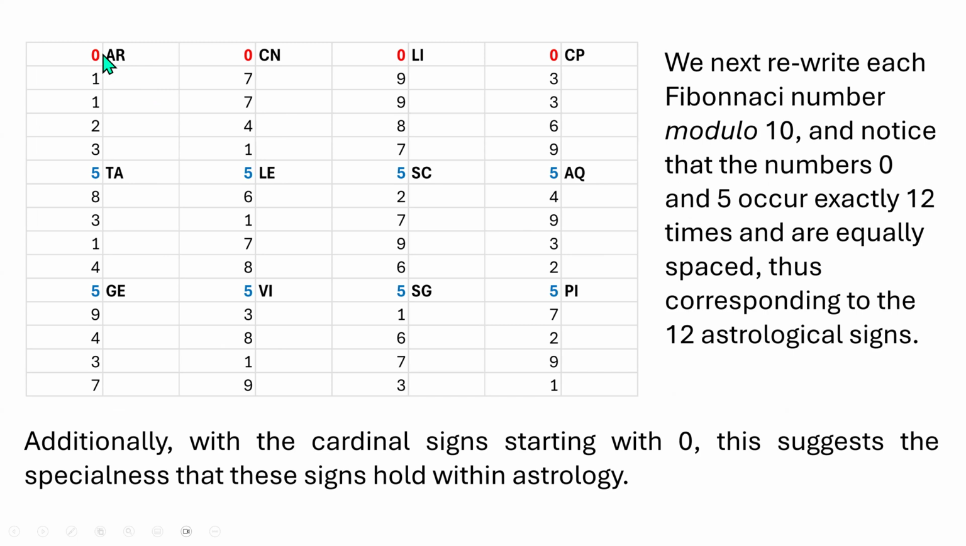Starting with Aries, the sequence begins 0, 1, 1, 2, 3. Then Taurus begins 5, 3, 3, 1, 4. Gemini 5, 9, 4, 3, 7. And we just go counterclockwise around the zodiac till we're done. And you can see the numbers 0 and 5 occur only at the beginning of astrological signs. Additionally, all the cardinal signs start with 0, and this suggests the specialness that these signs hold within astrology.